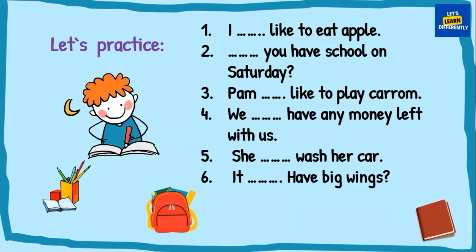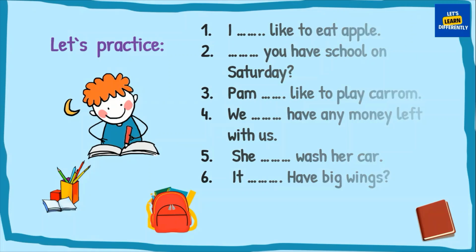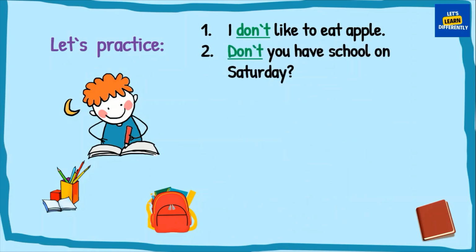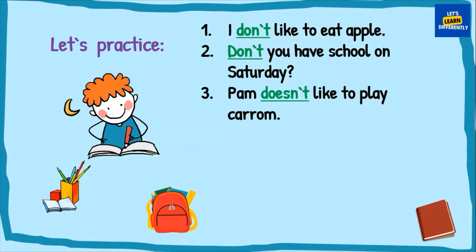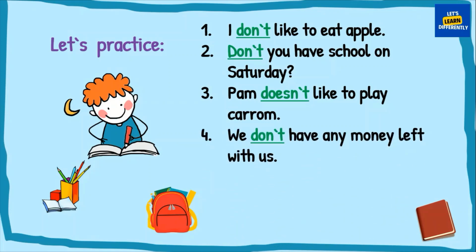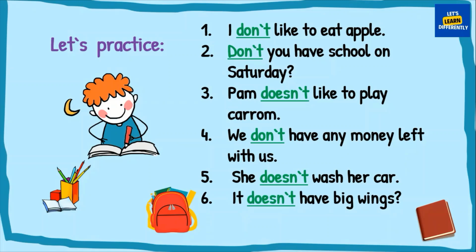Now let's see the correct answers. I don't like to eat apple. Number 2. Don't you have school on Saturday? Number 3. Pam doesn't like to play carom. Number 4. We don't have any money left with us. Number 5. She doesn't wash her car. Number 6. It doesn't have big wings.